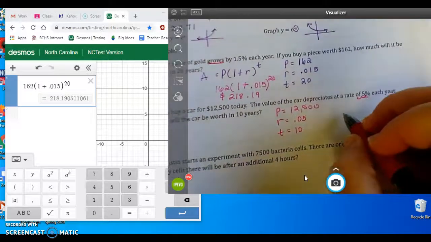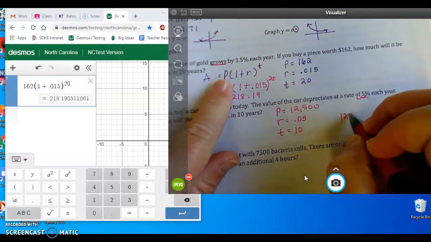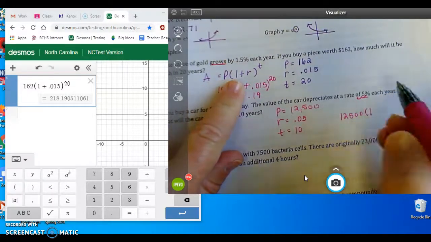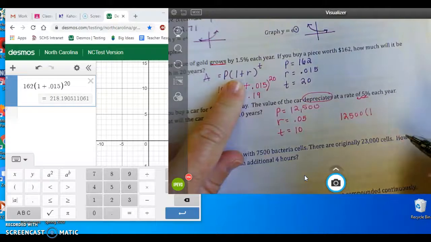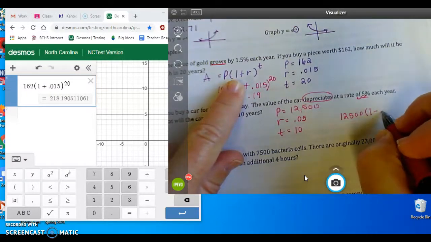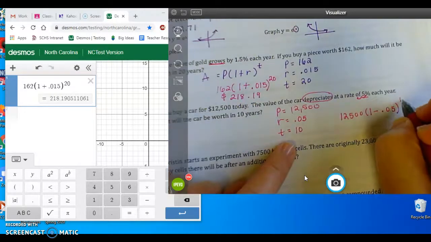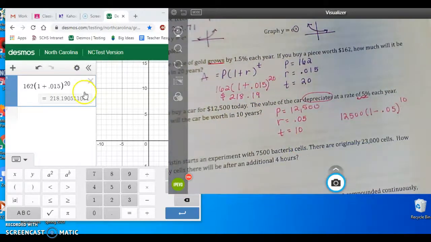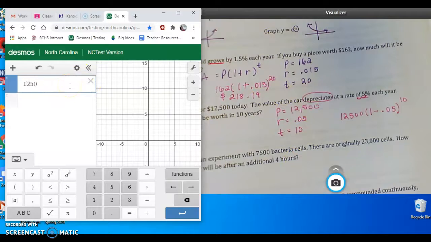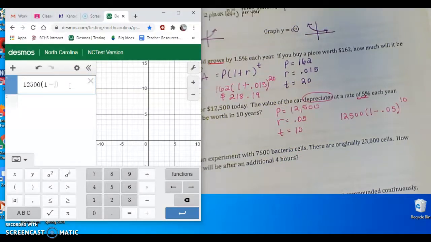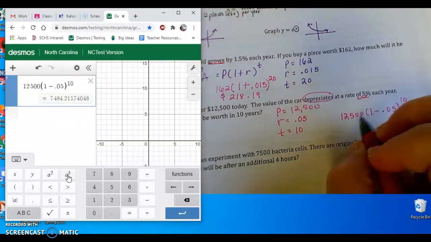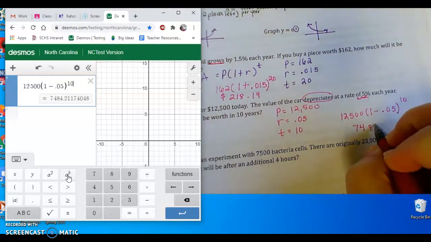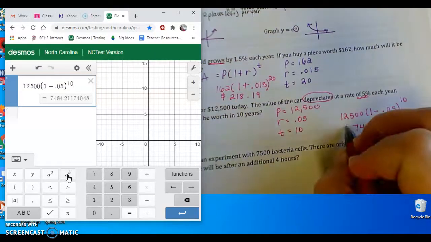Alright, so then putting in my equation, I'm going to have 12,500. Okay, here's the trick. It says depreciates, so that means we're going to put a minus instead of a plus. 0.05 raised to the 10. So 12,500 times (1 minus 0.05) raised to the 10. And we get $7,484.21.